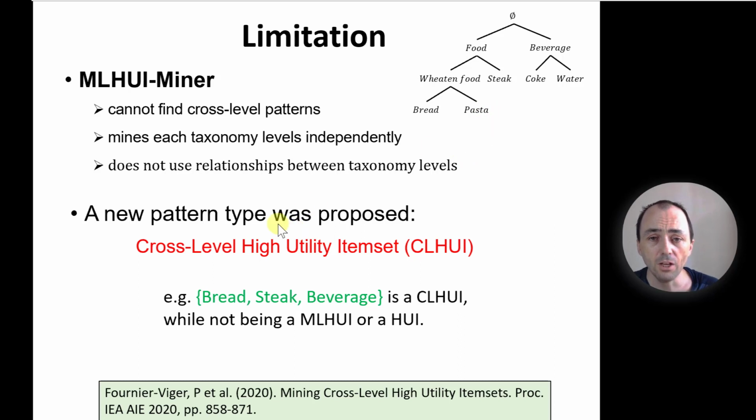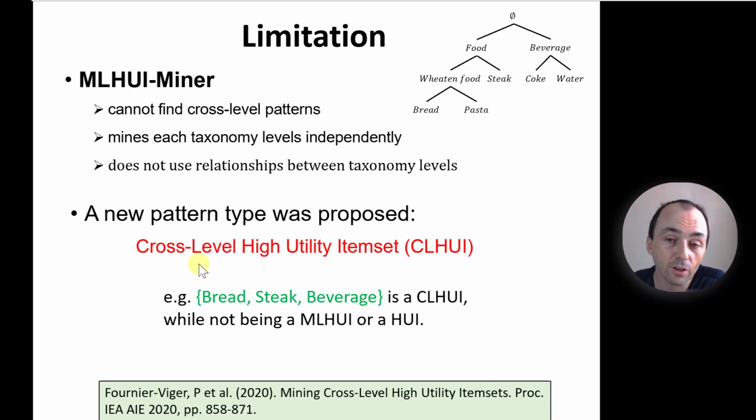So to solve this problem, I and other people have introduced a new problem called cross-level high-utility item set mining. The goal is to find high-utility item sets that can contain any items from the taxonomy and yield a high profit. There are no restrictions on the different levels. You can mix any of these items. In ML-HUI-Miner, you cannot do this. The items must always be from the same level. So this is not so good.